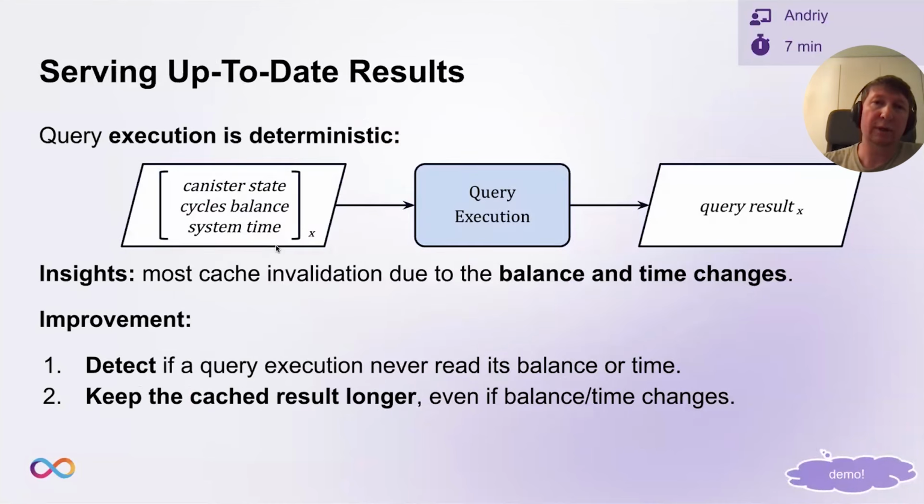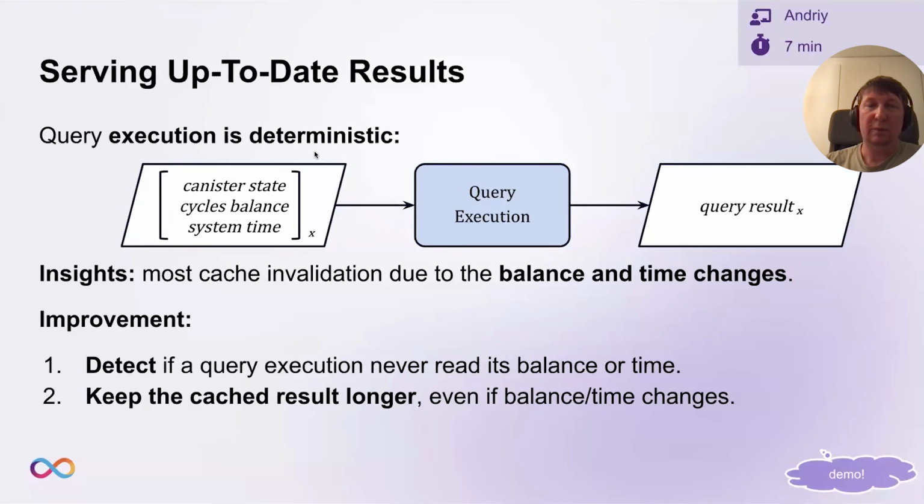The query execution of the Internet Computer is deterministic. Having the same state, balance and time as an input, we guarantee to get the same exact execution result. Because balance and time change quite often, the initial query cache implementation was not that efficient. Practically speaking, the cache entries were valid just for a few seconds. So how did we improve it? Now, we detect if the query execution never reads its balance or time. And if that's the case, we keep the cached result longer, even when the balance or time changes.